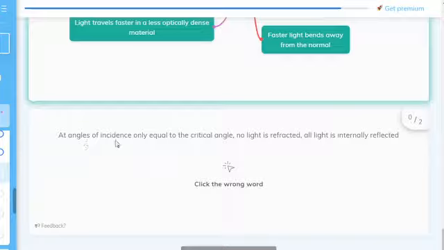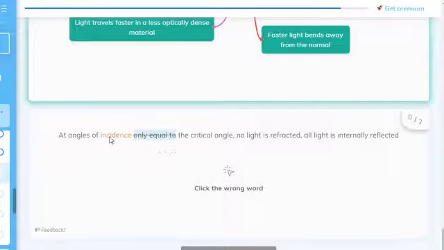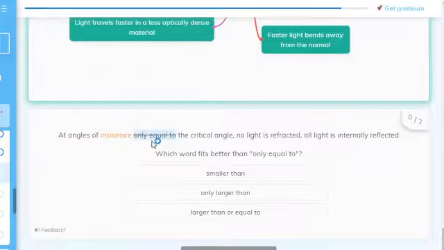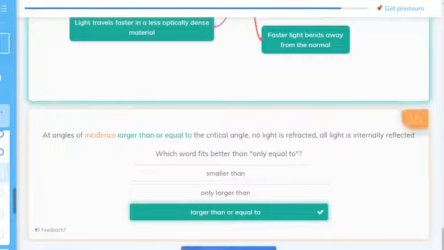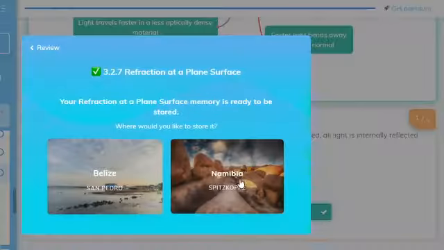At angles of incidence only equal to the critical angle. What? That just doesn't make sense. At angles of incidence, something the critical angle, no light is reflected, so larger than or equal to. Yeah, that was so confusing because that just wasn't English. That was some other made-up language.